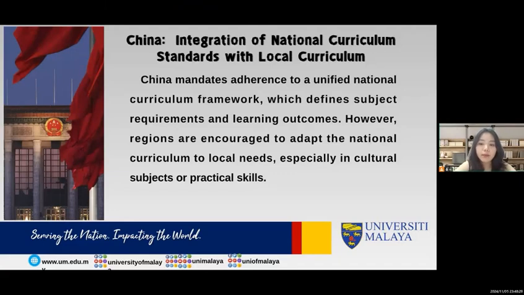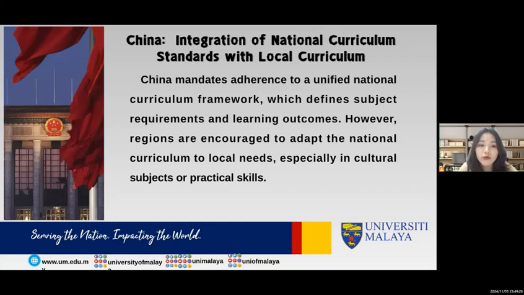Well, in China, the impact of strategic policies on curriculum is reflected in integration of national curriculum standards with local curriculum. China mandates adherence to a unified national curriculum framework, which defines subject requirements and learning outcomes. However, regions are encouraged to adapt the national curriculum to local needs, especially in cultural subjects and practical skills. For example, in Guangzhou province, schools incorporate regional history and language into the curriculum, blending national standards with local heritage education to foster cultural awareness among students.